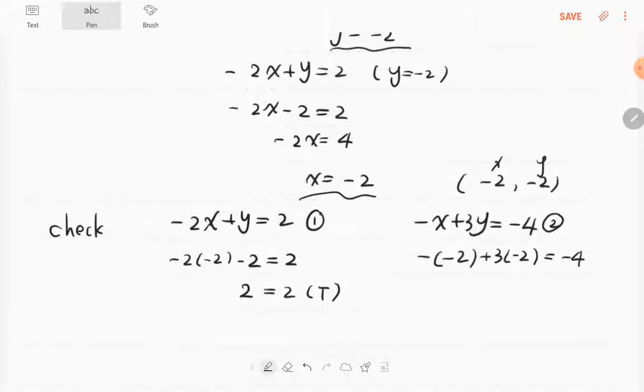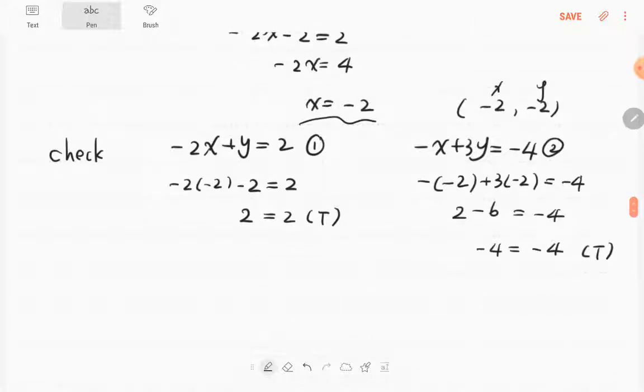So -(-2), we will get 2. And -6. So obviously, this is also true. Left side is equal to right side. So after we check both equations, if both of them are true, which means this is our solution, the solution for the system.